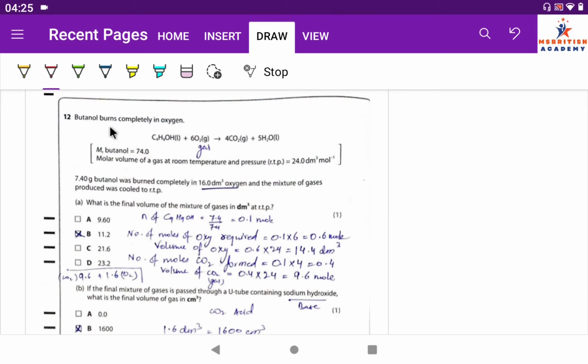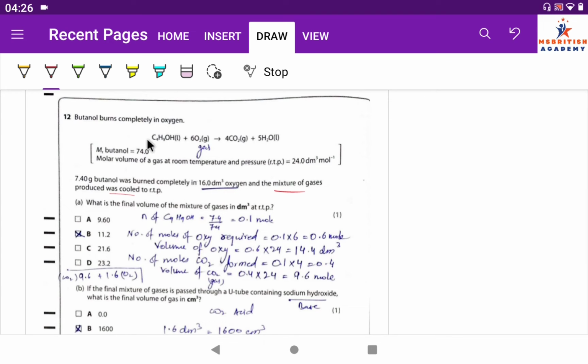Now question number 12. Butanol burns completely in oxygen. The Mr of butanol is given, and the molar volume of gas is also given to us. 7.4 grams of butanol was burned completely in 16 decimeter cube of oxygen, and the mixture of gases produced was cooled to RTP.